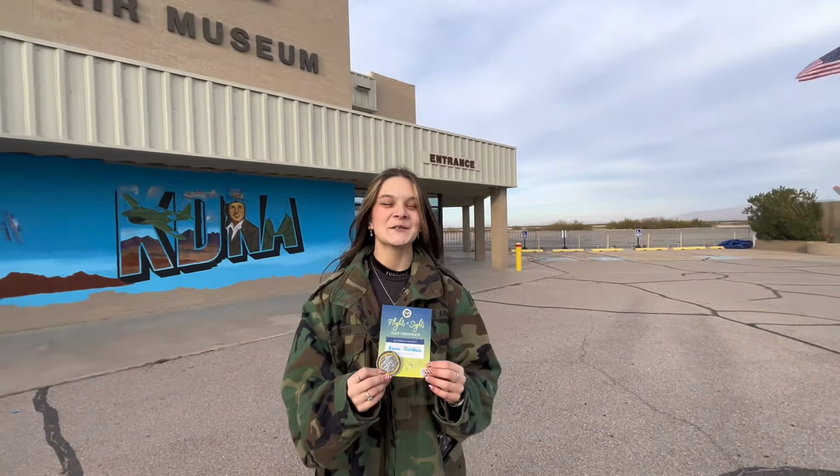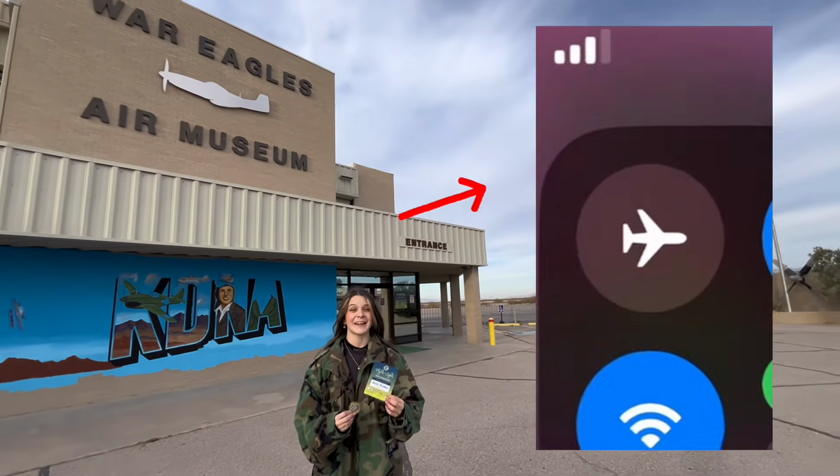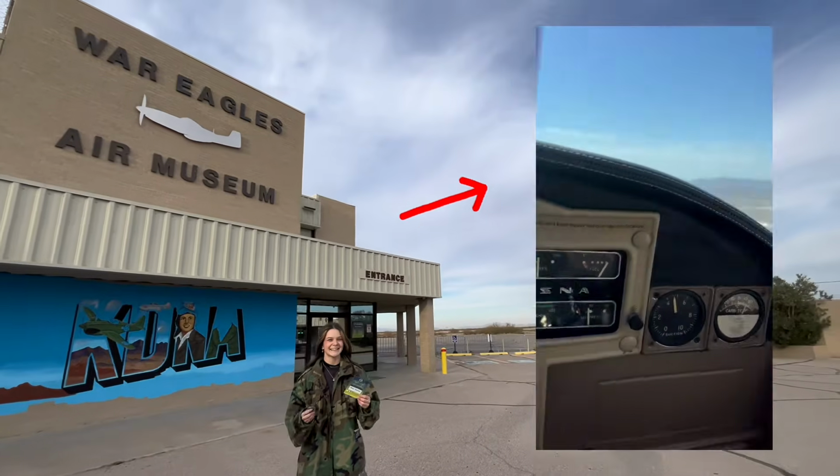For a better visual, we're here at the War Eagles Air Museum, where I actually learned how to take my first flight.